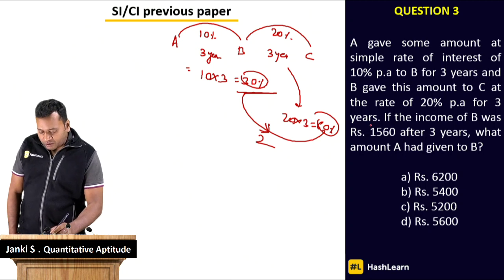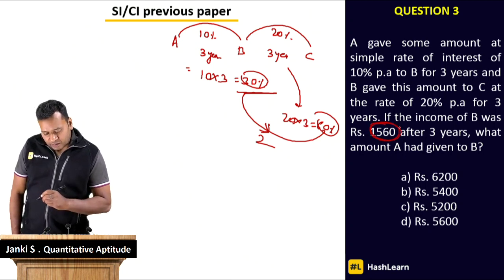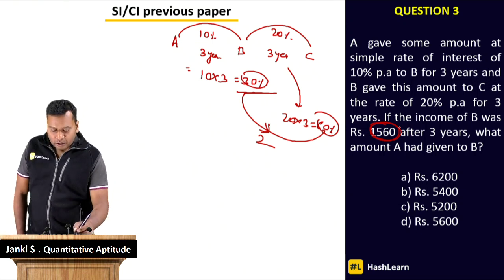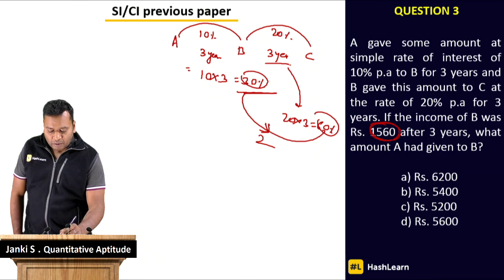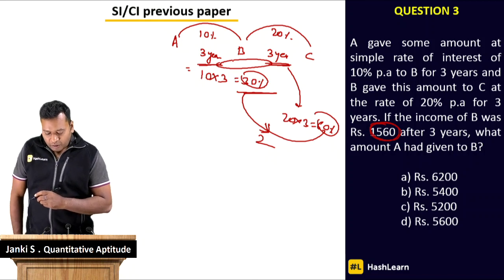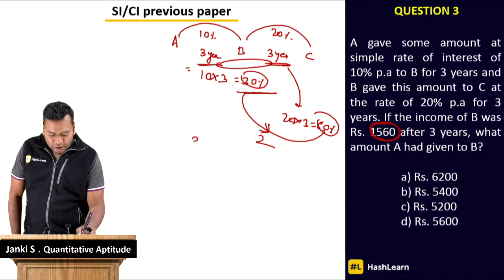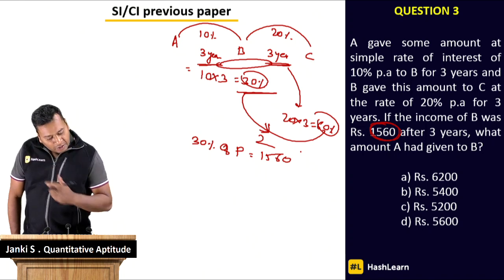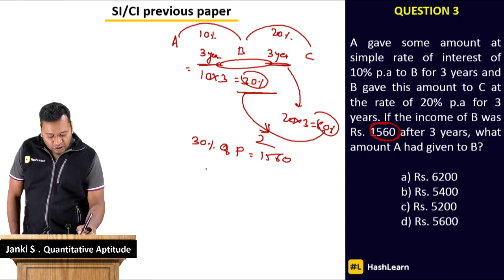So 1560 is the interest, right? So interest नहीं basically बोला जाए तो इसने जो यहाँ पे जो कमाया है, right? और यहाँ पे जो दिया है, इस दोनों के बीच का जो डिफरेंस है वो उसका इनकम हो गया, मतलब 30%. So 30% of principal value is nothing but 1560, right? So that's my basic representation here. 30% is 1560. Let's find out 100%.